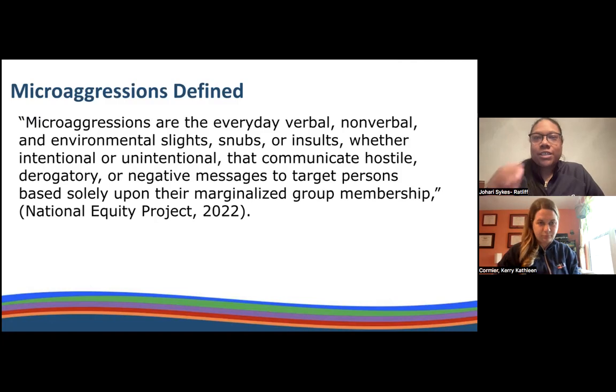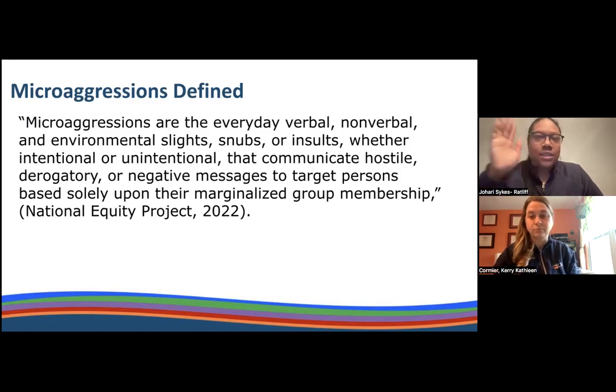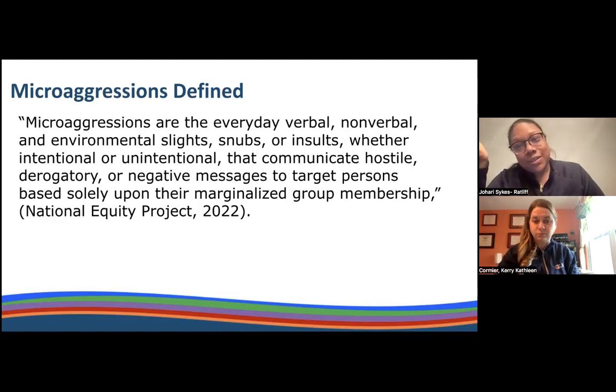So microaggressions defined, they are literally just the everyday verbal and nonverbal slights, insults or snubs. And sometimes it's intentional, sometimes it's unintentional. But overall, they contribute to a hostile or negative message that you are targeting to a specific person. And it's typically based upon a marginalized group membership. So as we go through the remainder of our slides, you'll be able to really dig in more into what microaggressions are and really identify some of the ways that we unintentionally oftentimes and some intentionally at times communicate these messages.